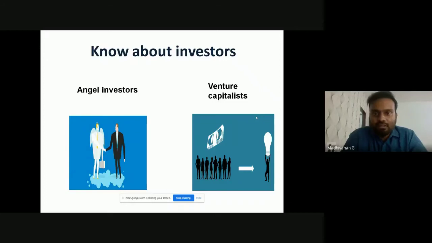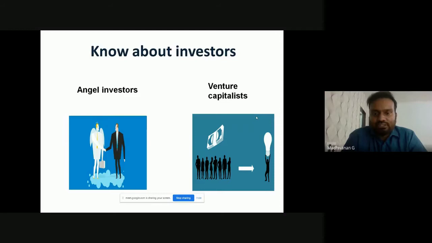Investors. There are two major players: angel investors and venture capitalists. Before you go to any investors, you need to have a bootstrapped startup. What is a bootstrapped startup? Bootstrapping is nothing but having a startup with your own money, maybe from friends, family, or whatever, your own money other than loans and stuff. You need to have a bootstrapped startup and then a minimum viable product.